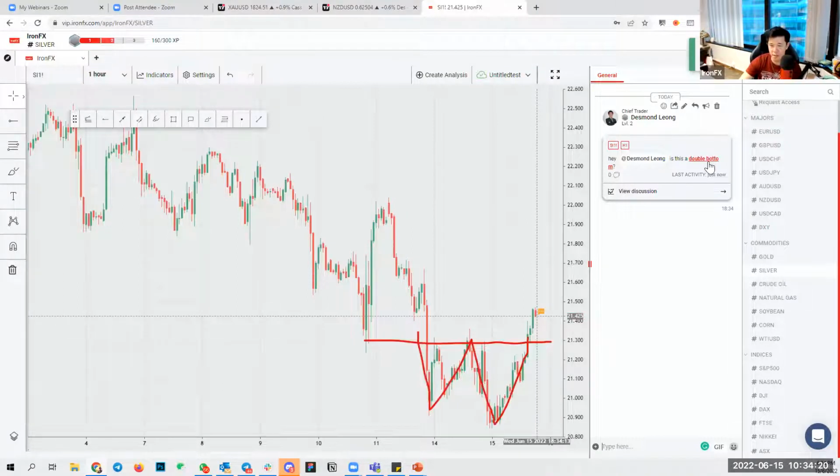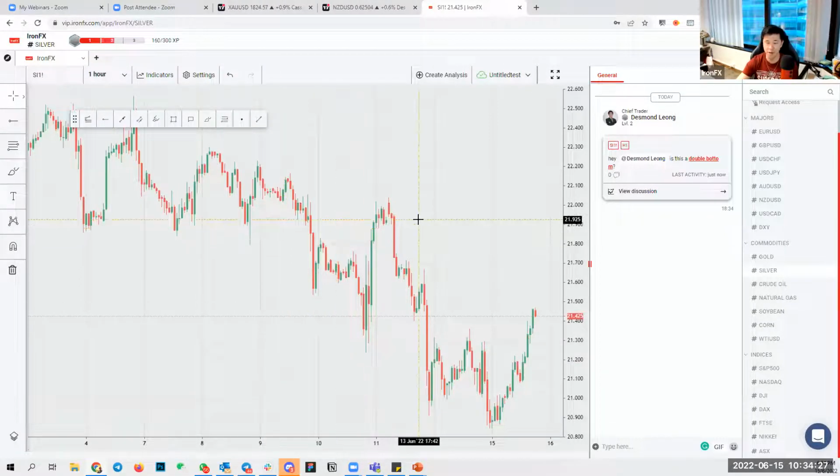Oh yeah, it kind of looks like a double bottom. Then we can guide you, say yep, it looks like a double bottom. Price might bounce up to this level over here. You can take your profit there.